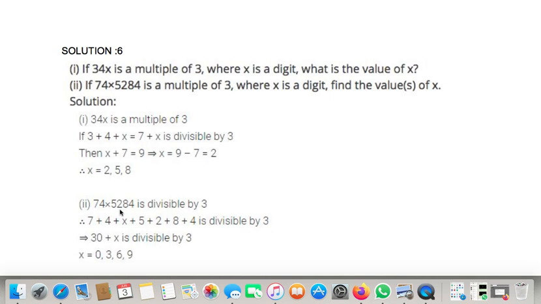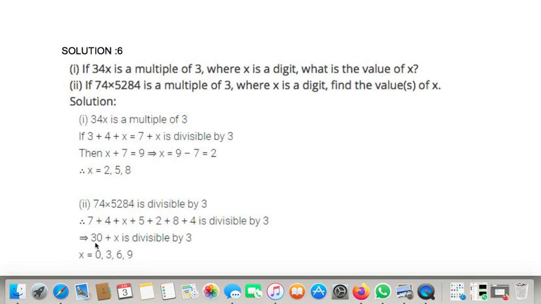One more part I will take to explain you the same. See students. The second part says, if this number is divisible by 3, then find the value of x. What do we know if a number is divisible by 3 or multiple of 3? The sum of the digits should be divisible by 3. Add all the digits. What do you get? If I add all these digits, I get 30 plus x, which is divisible by 3. It is given that this number is divisible by 3, so the sum of the digits is also divisible by 3. So 30 plus x is divisible by 3.